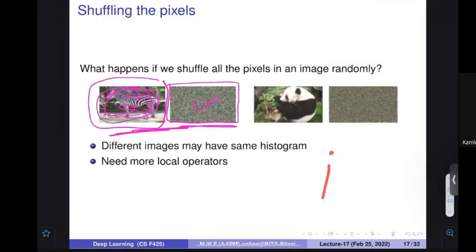So one more thing that we wanted to talk about with respect to image processing: if you have, for example, some elephant standing somewhere and you want to take a photograph.